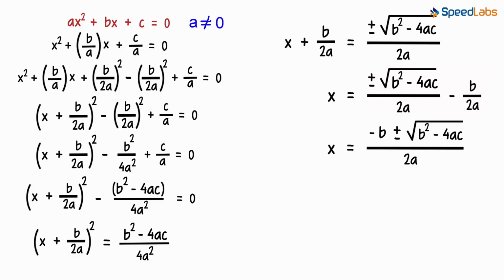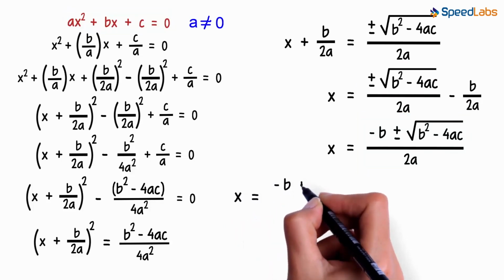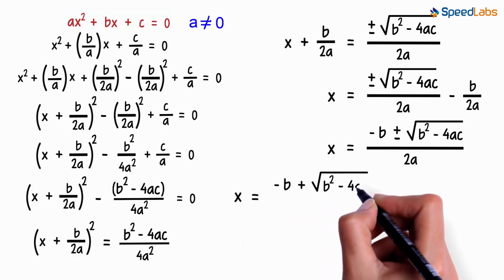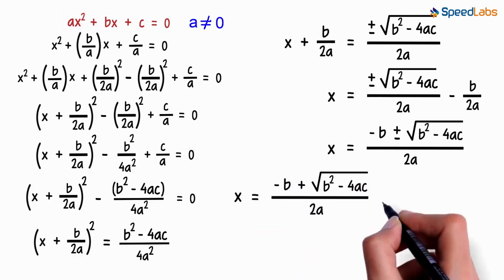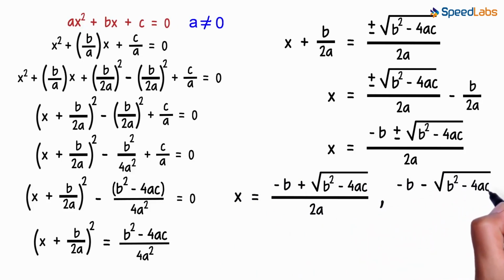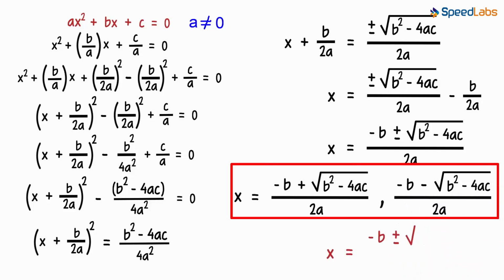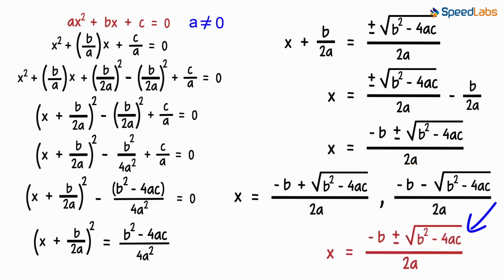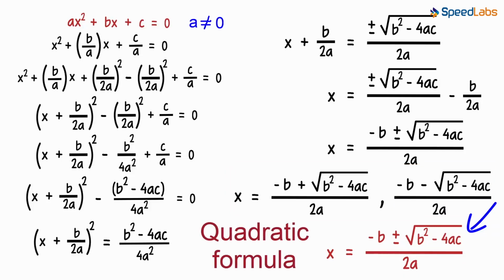Guess what? We have the roots of the quadratic equation ax squared plus bx plus c equals 0. They are negative b plus root of b squared minus 4ac over 2a and negative b minus root of b squared minus 4ac over 2a. And this can also be written like this. This formula for finding the roots of a quadratic equation is known as the quadratic formula.